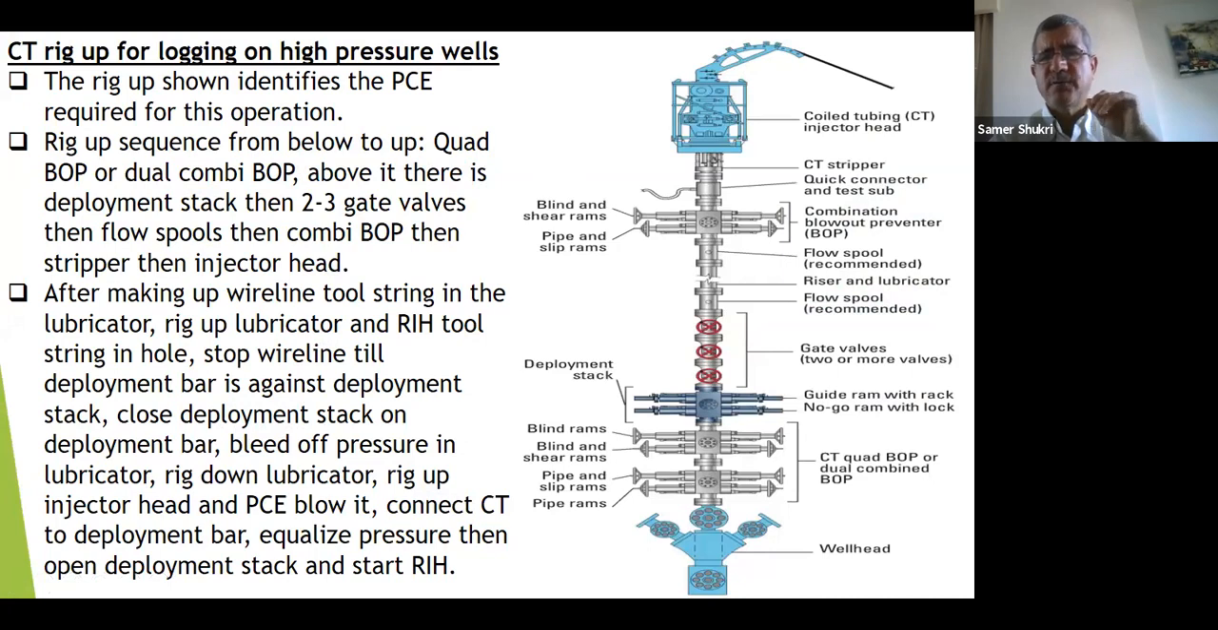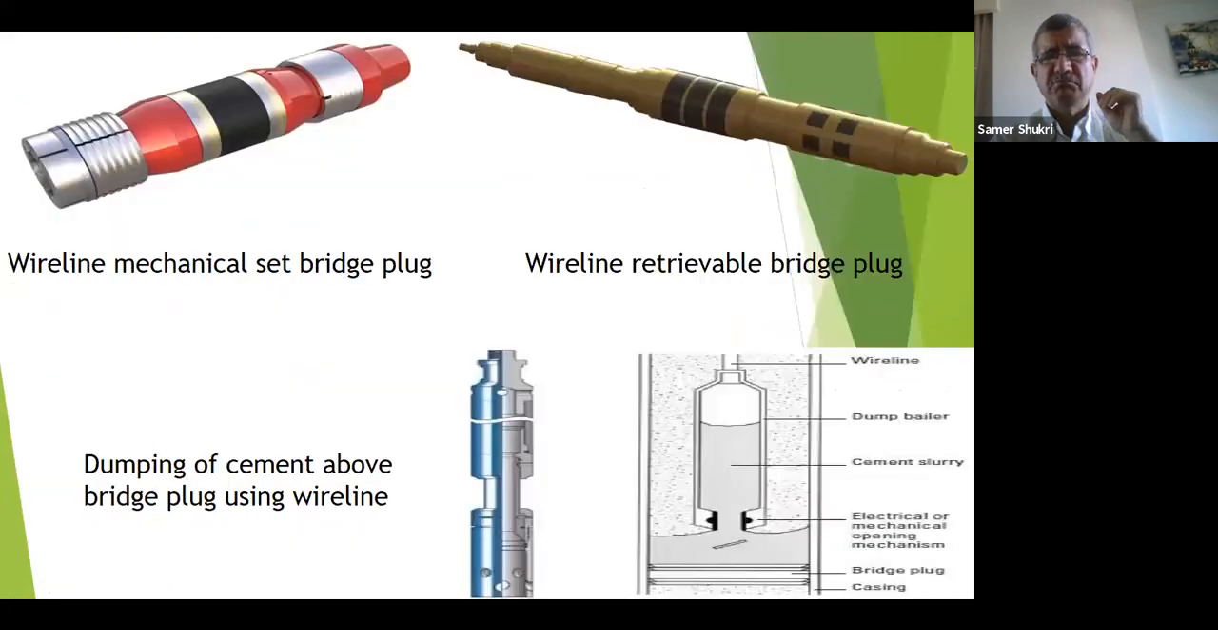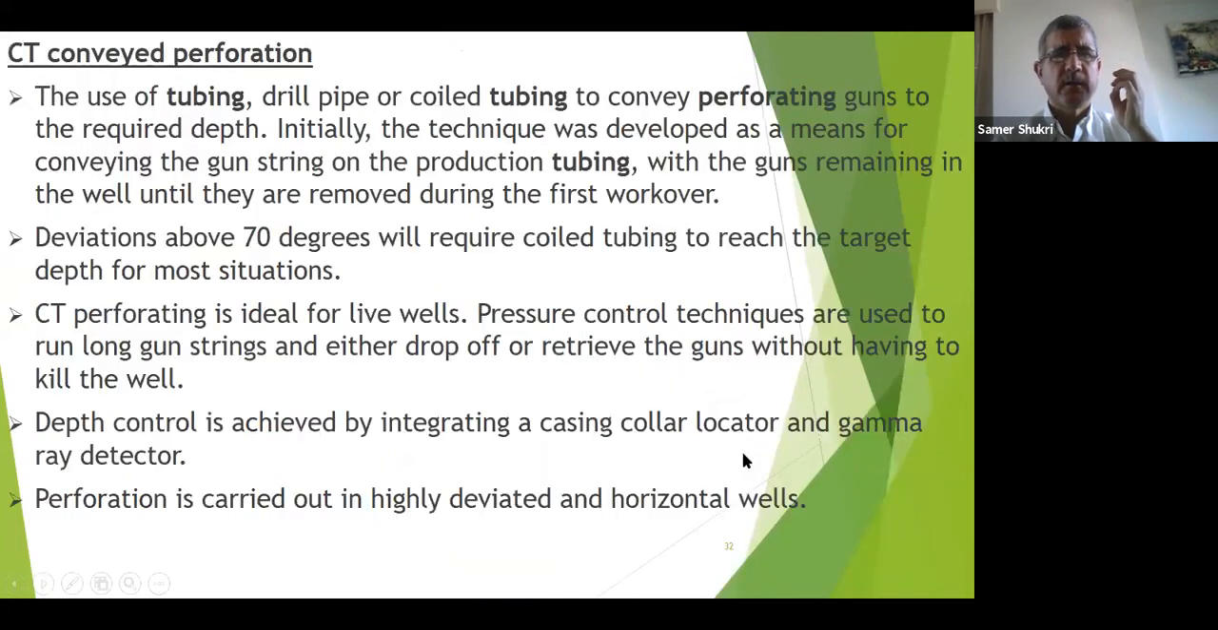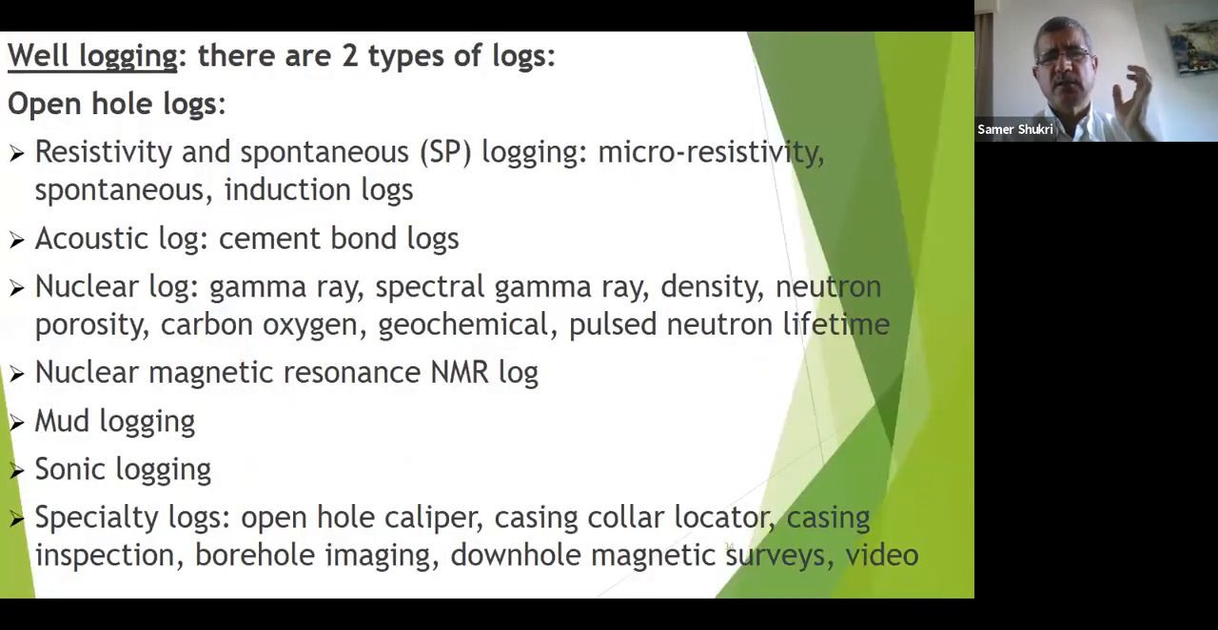This is the rigger for coil tubing. So mechanical bridge plug tool, MBBT, that's what I thought. And then dump cement above it. Coil tubing, we can do perforation also through the coil tubing. This is coil. Now we come to our main objective from this session and from this course.